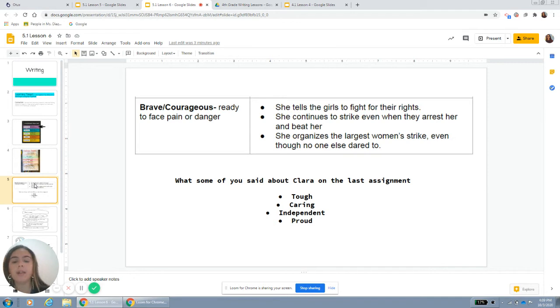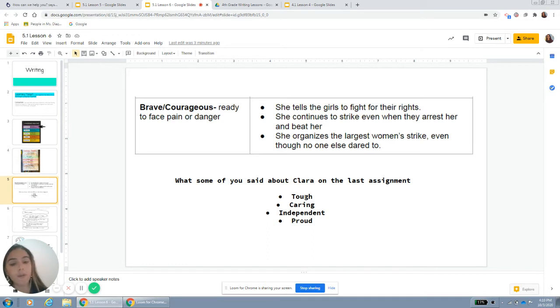So we were reading Brave Girl and we were talking about Clara's character traits. And one of the ones that I said is that she was brave and courageous, right? She was ready to face pain or danger. And here I give you my evidence. So what I'm going to do is put this into my hamburger paragraph organizer. But just in case, I was reading over some of your work, and these are some of the things you said about Clara.